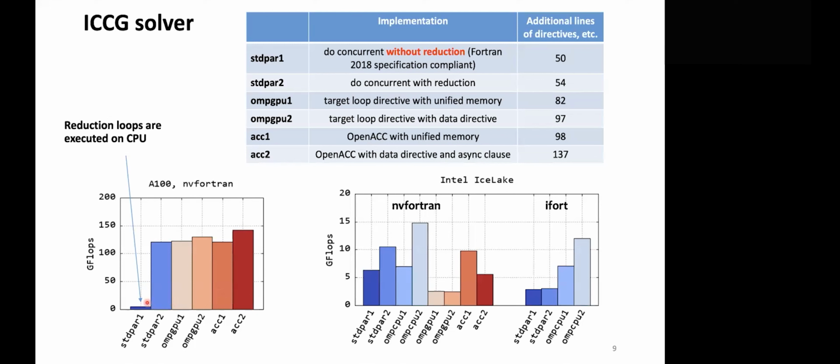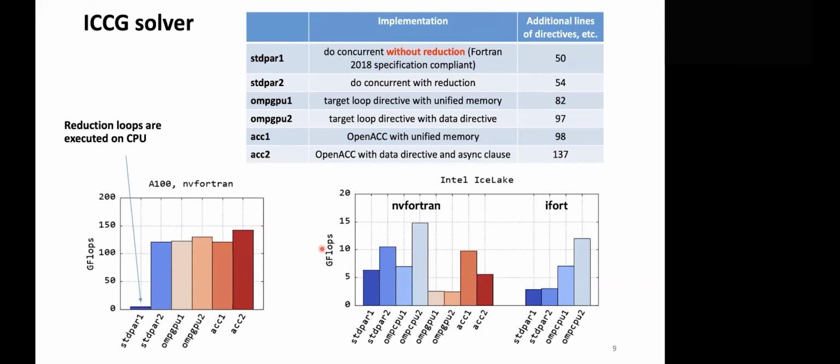In the GPU results, the low performance of the leftmost STD par 1 is due to the reduction loops executed on 1 CPU core. The implementations using unified memory, STD par 2, OMP GPU 1, and ACC 1, have similar performance. Looking at the number of lines modified, the cost performance of STD par 2 is better than OpenACC and OpenMP. And the fastest GPU execution is the OpenACC implementation using the async clause.